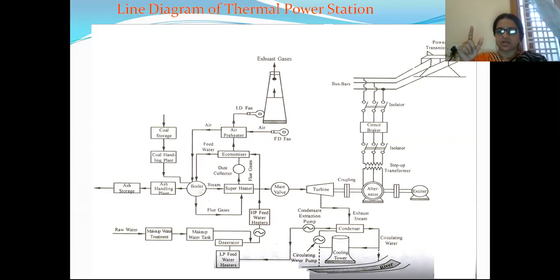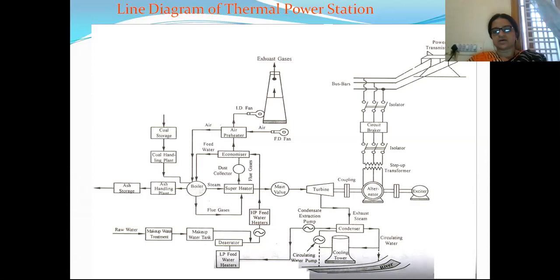Whatever water you are getting from the condenser, after liquefying the exhausted steam, this water will be passed through the LP feed water heaters, then through the deaerator, and then to the HP feed water heaters. This water will be sent to the boiler. After passing through the LP feed water heater and HP feed water heater, this water will be passed through the economizer, and it will be given to the boiler.